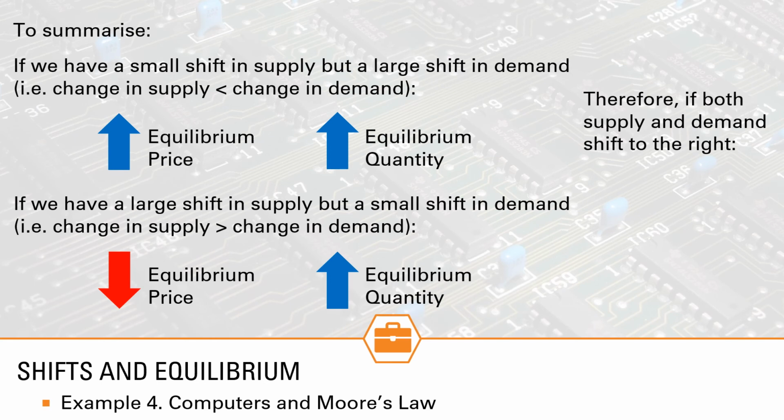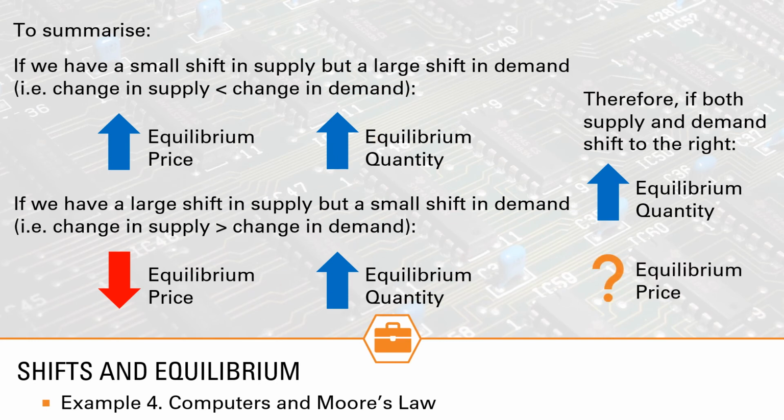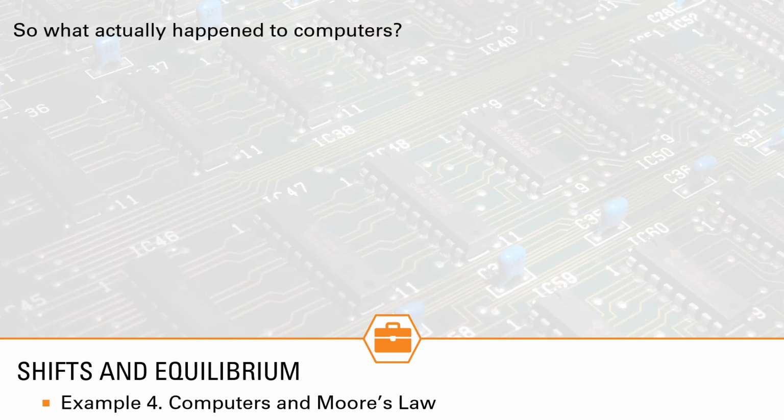So if both supply and demand shift to the right, we see that the equilibrium quantity goes up. Right? In both cases it goes up. But for the equilibrium price, it depends. It depends on how much the shift in supply changes relative to the shift in demand. So it depends. So, in reality, we know what actually happened. Usually, the answer to what happens to equilibrium price would be, I don't know, it depends.